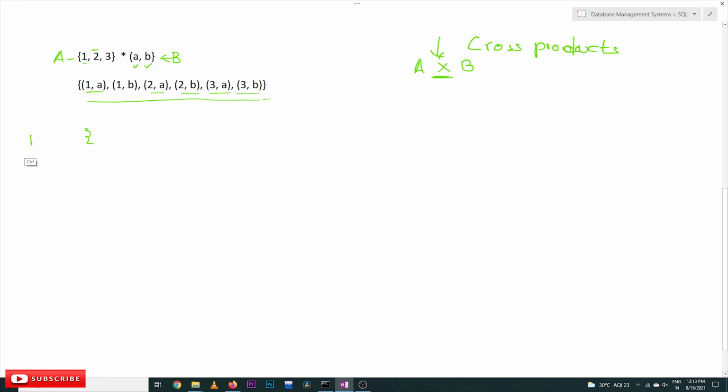Similarly, if you take B cross A, A cross B and B cross A are not the same. If you remember the properties of sets, A cross B is not equal to B cross A. With B cross A, every element of B will get producted with each element of A. So here we get A comma 1, A comma 2, A comma 3, and the next element B is now producted with each element of A: B comma 1, B comma 2 and B comma 3. So this is the final output of B cross A, and this is the output for A cross B. This is what we call a Cartesian product.